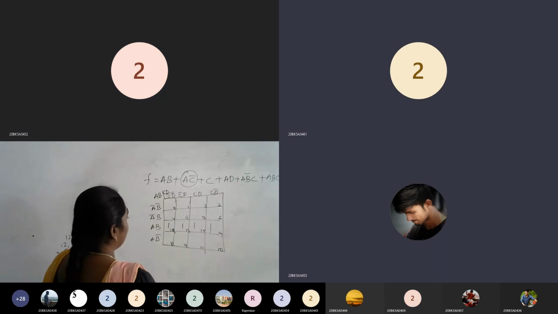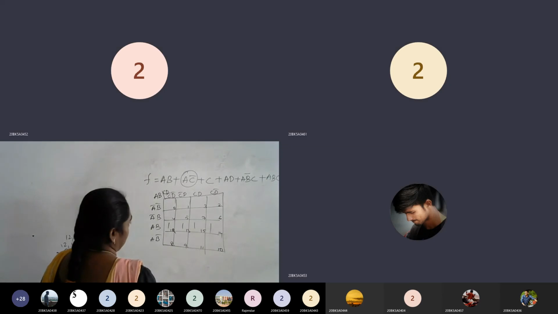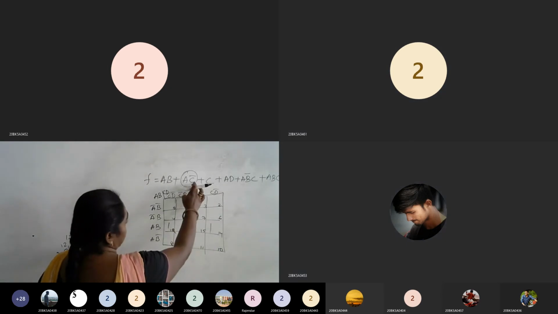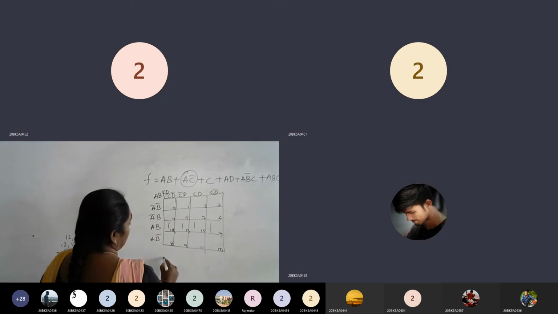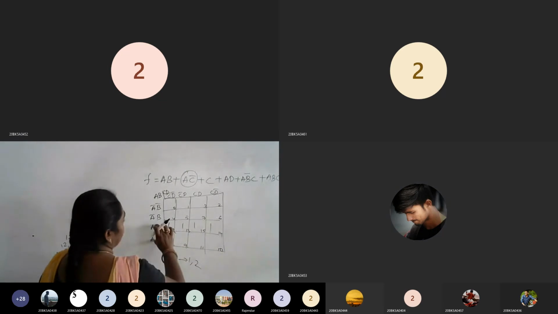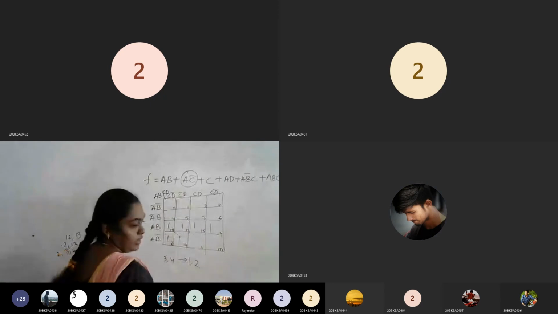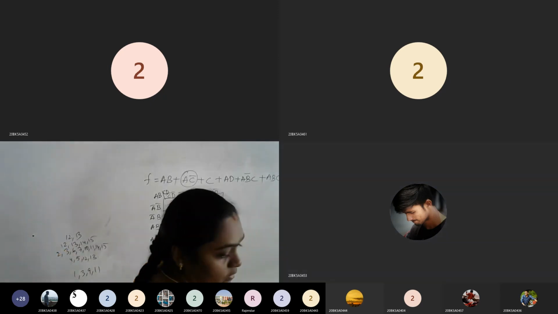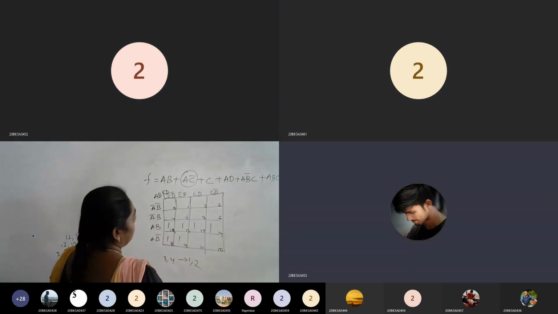C bar. Tell me which row is having A? Third and fourth row. As C bar is present in the column, tell me which column is C bar? First and second. So 3, 4 is row, 1, 2 is column. So tell me where you are having intersection of 3, 4, 1, 2. 8, 9, 12, 13. Can I expect the same thing you got for 8, 9, 12, 13 for the second element?